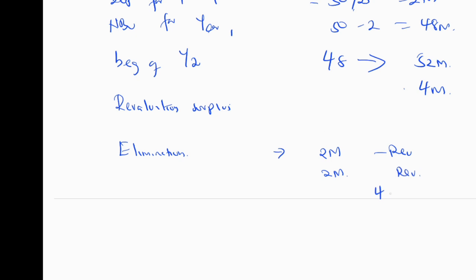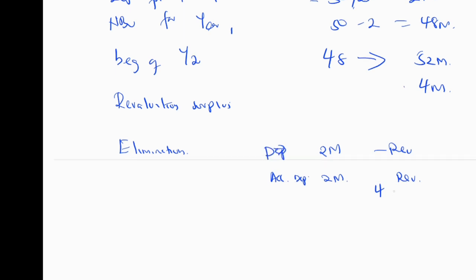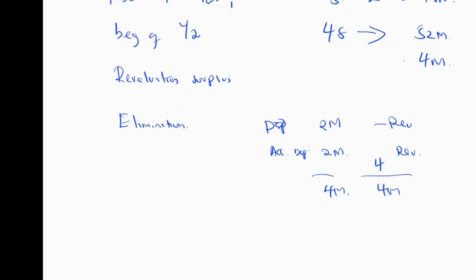So you debit accumulated depreciation, and also debit your asset with that 2 million, and you credit revaluation surplus. That will balance your books. So you just eliminate.